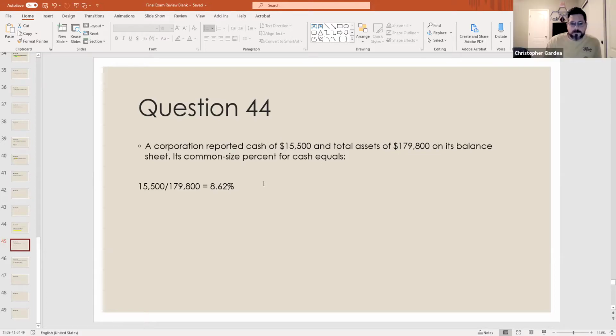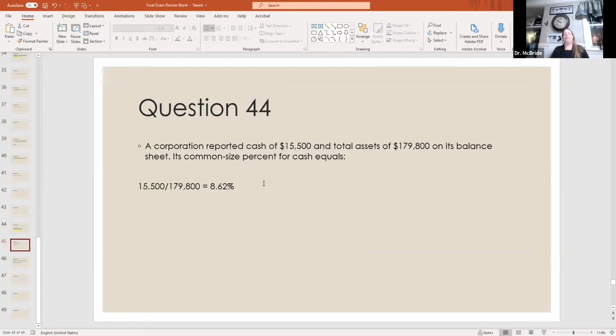The reason this is important is if I had a small business that said, oh yeah, we're good with cash, I've got like $15,000 in the checking account. And I'm talking to Starbucks and they're like, you only have $15,500 in the checking account? My gosh, how are you ever going to survive? We have 15 million. And we're like, yeah, but it's still only 8%.